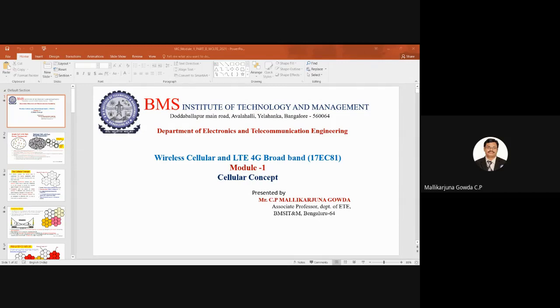What about Madhura? Can you tell one advantage of OFDM? It is efficient support of broadcast services. Okay, so efficient support of broadcast services. Fine. What about Meghana?